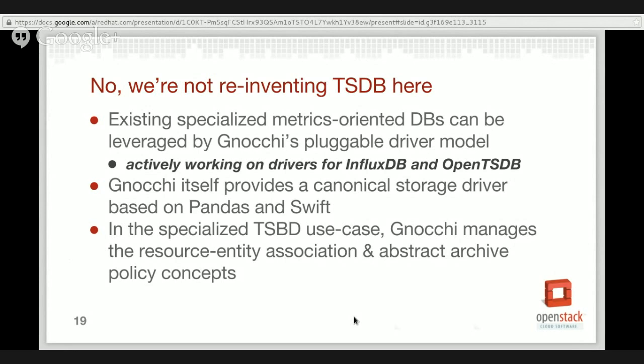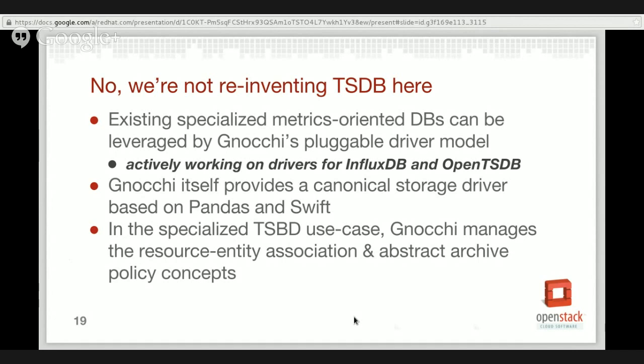Now, Gnocchi itself does provide an out-of-the-box canonical storage driver that I mentioned before. It is based on Pandas and Swift. It can be set up to work over Swift or Ceph, or indeed even over flat files. And the purpose there basically is to have Gnocchi be workable out of the box against a fairly standard OpenStack deployment.